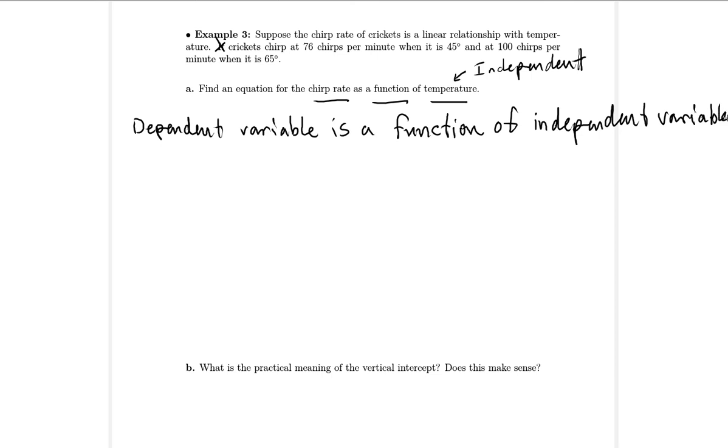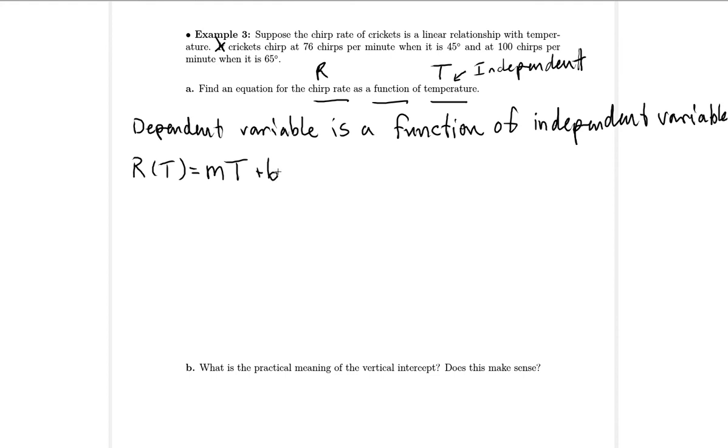So in here, the temperature is going to be our independent variable. Let's call it capital T, and then the chirp rate, how about we call it capital R? So I'm looking for R as a function of capital T, not lowercase t, which is some slope times the temperature plus B.